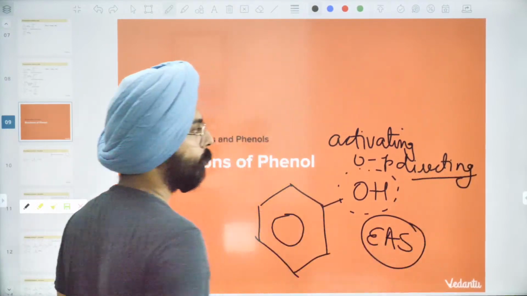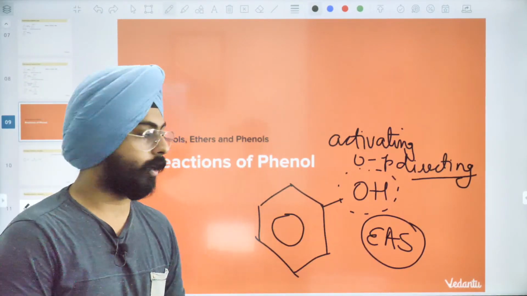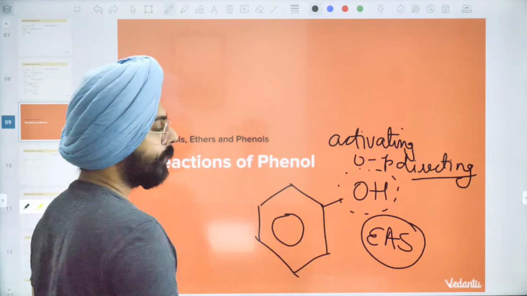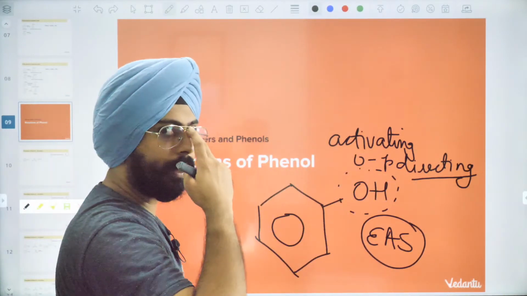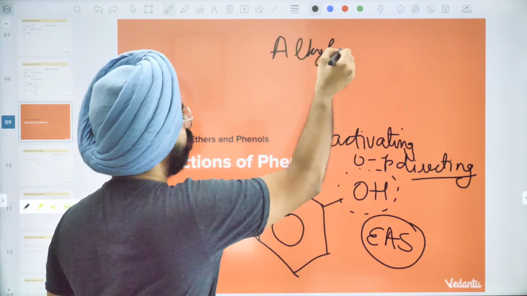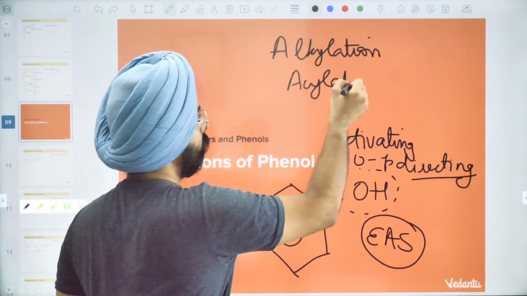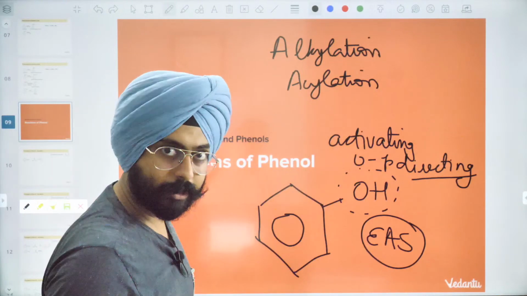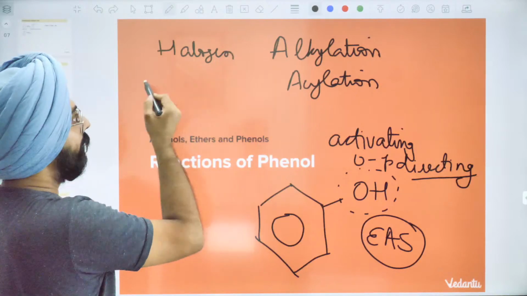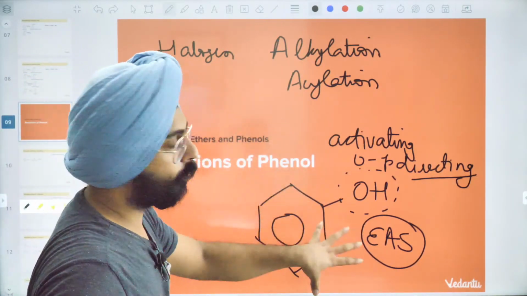Do you remember this? We've discussed this earlier in the alkyl halides chapter as well, in the revision of hydrocarbons. So this is an activating and ortho para directing group, and electrophilic aromatic substitution could be of different kinds. What kinds could be there? You could have alkylation, you could have acylation. Yeah, Friedel-Crafts alkylation and acylation are possible. You could have halogenation, sulfonation, nitration. Yeah, all the different possibilities exist for phenol as well.